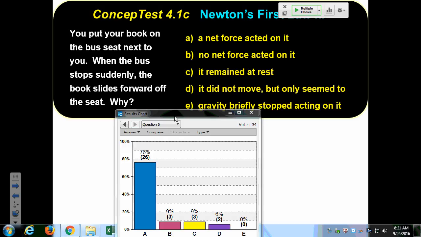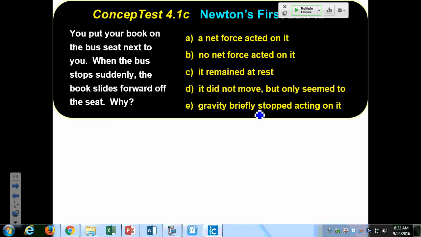Okay, a net force acted upon it. Gosh, what was the force that acted upon the book? Did somebody push it off of the seat? Did you ram it off with your hand? No, there was no force that acted upon it. In fact, that was the reason that it slid off the seat, because no force acted upon it. So the answer here is not A, but it's B. Again, you think you know the answers to these, because Newton's laws seem very simple, but when you're posed with questions like this, you're not really applying them correctly in your mind. And that's okay, you'll get the hang of it.